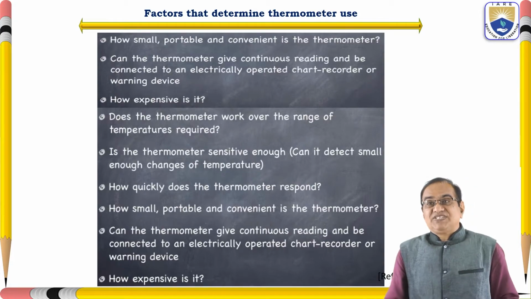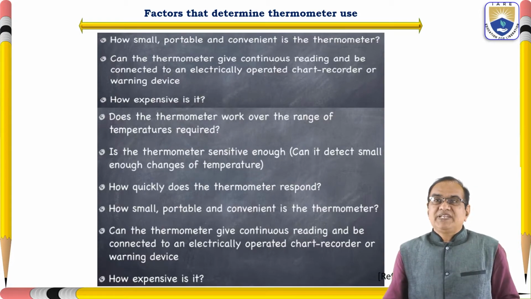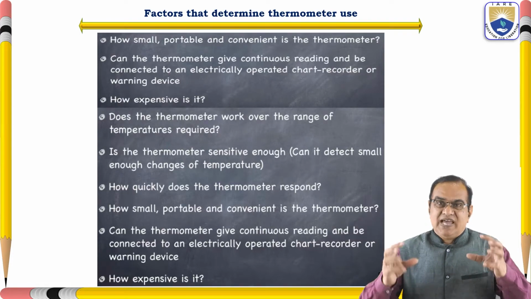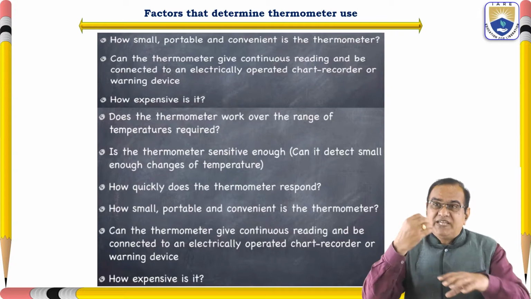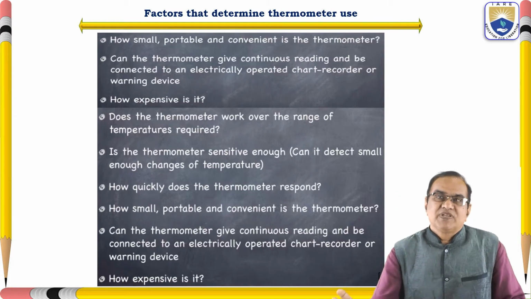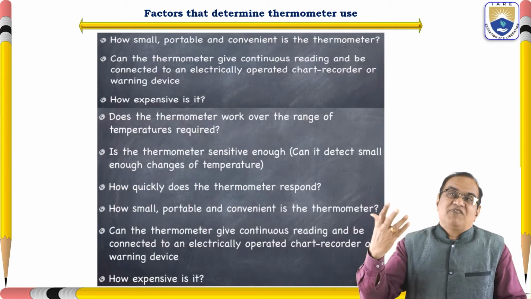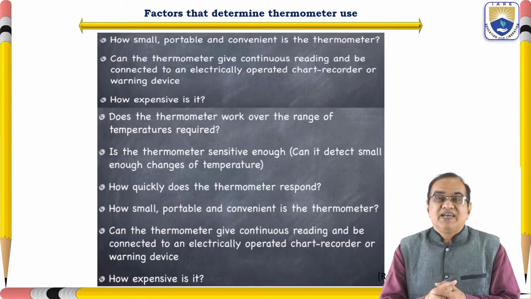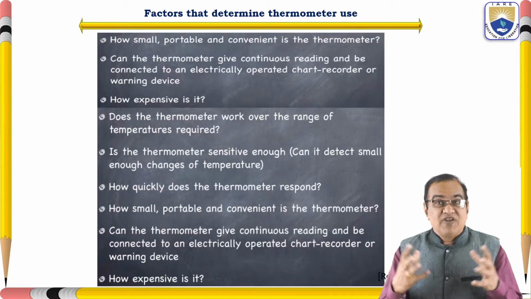So how much range can your thermometer use? Is the thermometer sensitive enough? Can it detect small enough changes of temperature? How quickly does the thermometer respond? How fast? As and when you touch your body, it should give the reading very fast. Otherwise, you are waiting for half an hour, which means it is not good. So it should be as quick as possible. These are the factors which are very important.